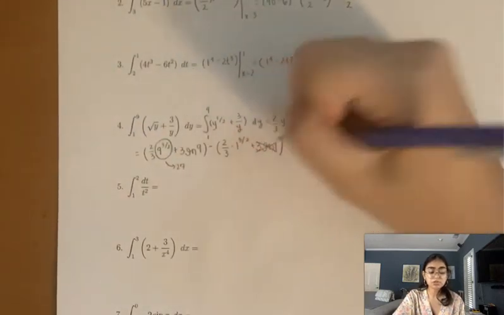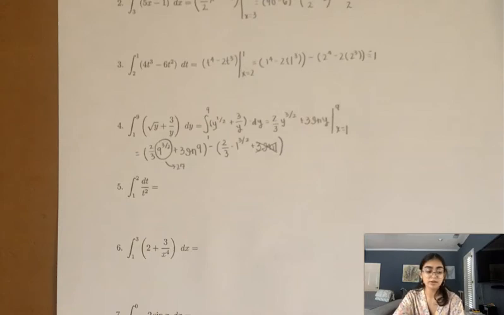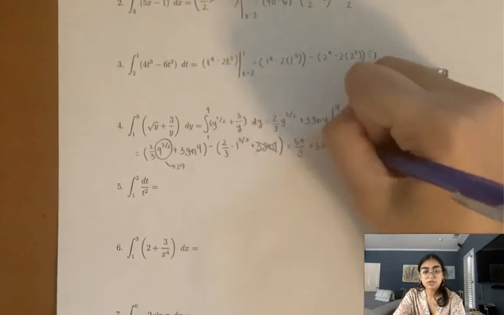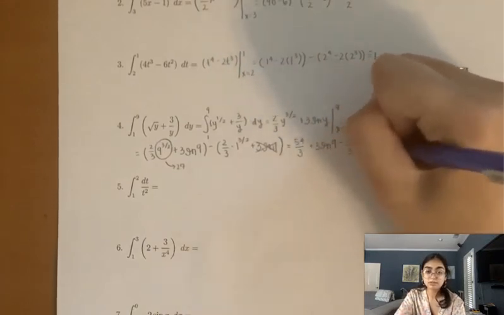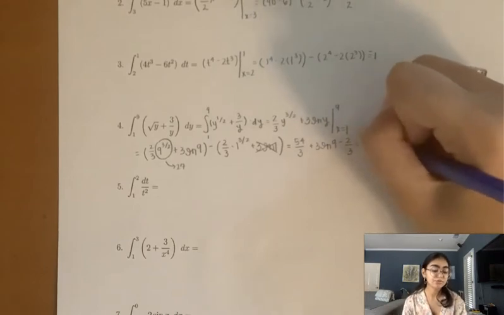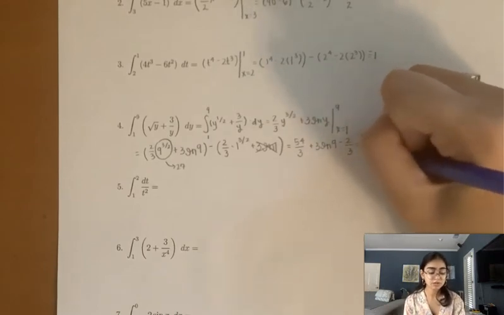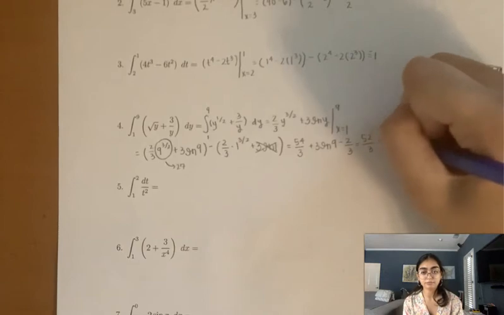I'm also just going to go ahead and cross out 3 ln of 1 because the ln of 1 equals 0, so 3 ln of 1 is going to equal 0 in this case. So that's ultimately going to get us 54 over 3 plus 3 ln 9 minus 2/3, which will equal 52 over 3 plus 3 ln 9.